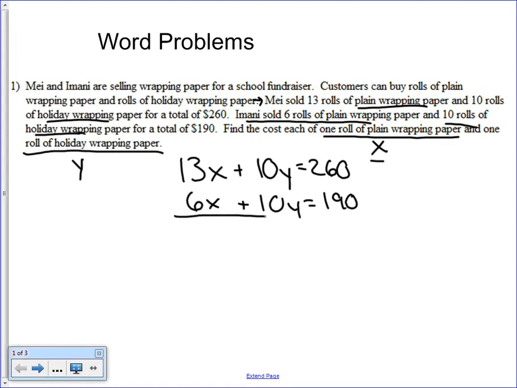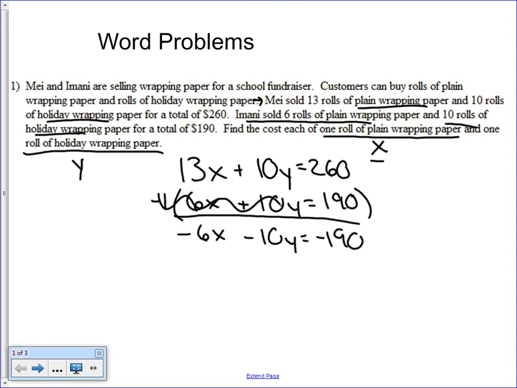Now you notice on this one how we have a 10Y and a 10Y. For these word problems we're going to be using elimination. Remember you need to make one of them negative. So let's multiply one of them by negative 1, and let's use the bottom one. So we have negative 6X minus 10Y equals negative 190. You just flip all the signs and scribble out the old one.